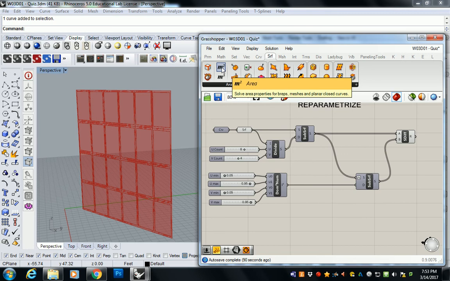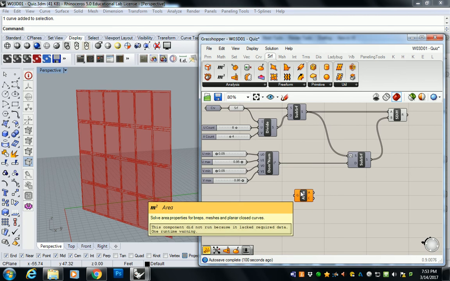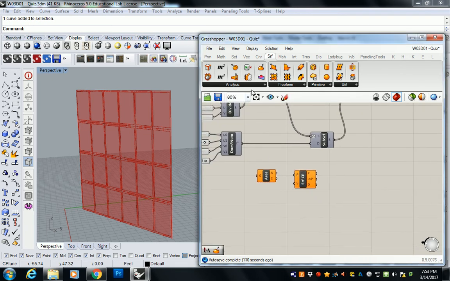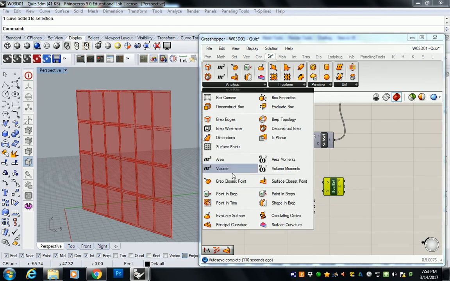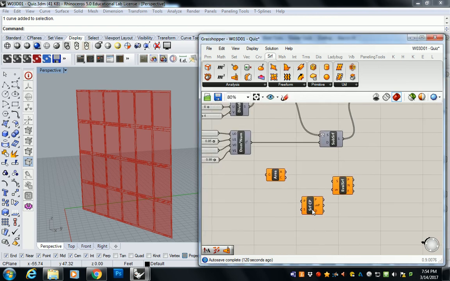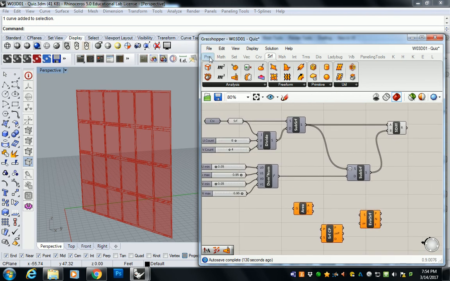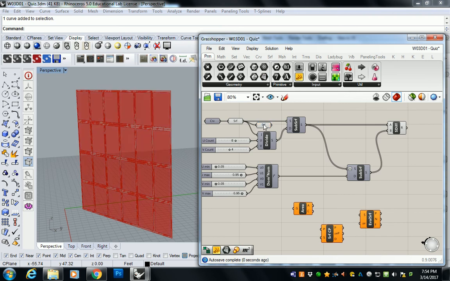But there are three elements you're going to want. It's under surface analysis, you're going to want area. And then you're also going to want evaluate surface and surface closest point. So I'll quickly go over that again. That's area, evaluate surface, and surface closest point. And they're going to look a little wild, but they're going to string together like this. They're going to actually come off of the original surface. So let me just put a param on that looks kind of like this. Get it out of the way.